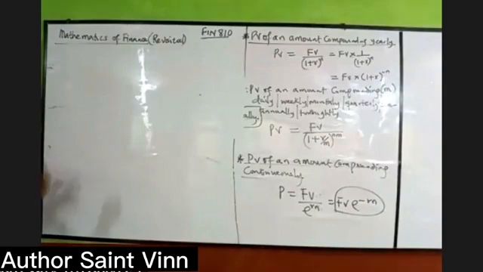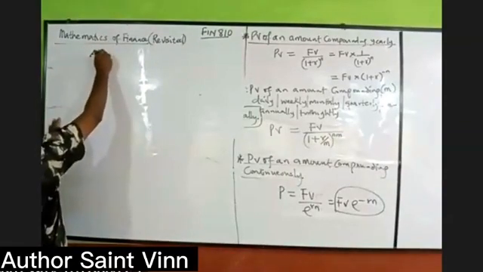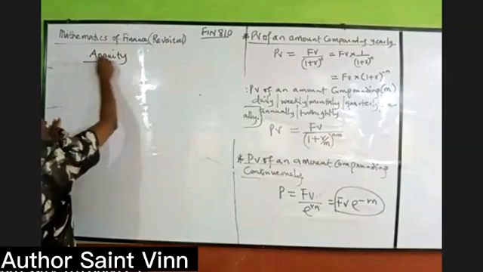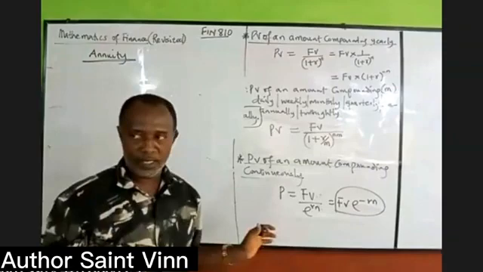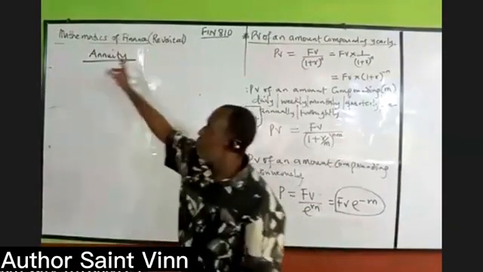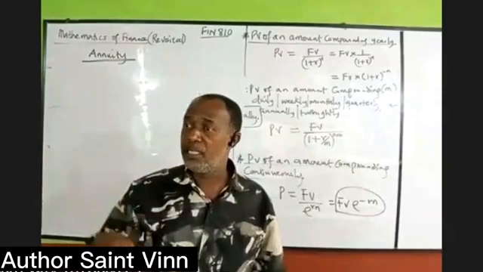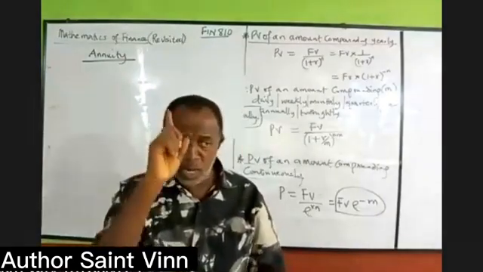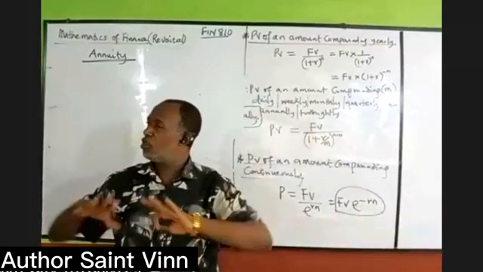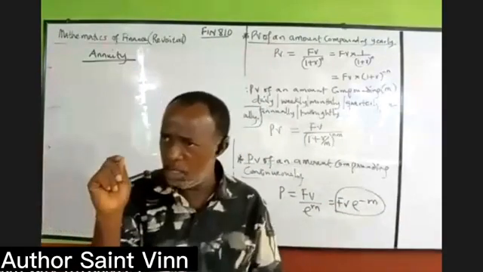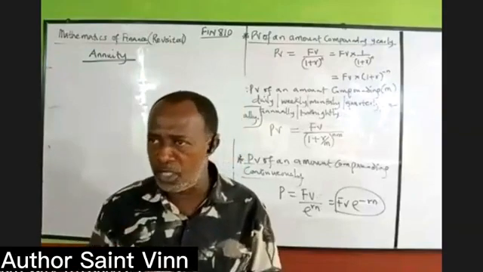We are moving. These ones were future value and present value of money. Now we want to look at annuity. This is called annuity, still on mathematics of finance. Like we have agreed, future value and present value deal with single amounts that may not be equal. But annuity is a whole series of money, and it must have equal payment or receipt. If there is equal payment or receipt, that's what we're talking about.